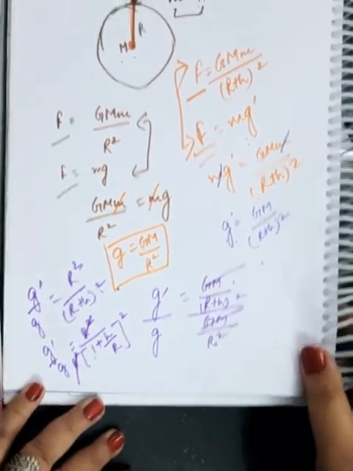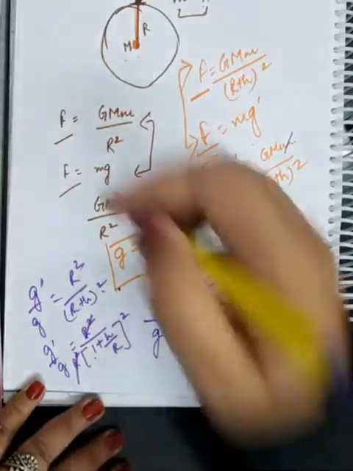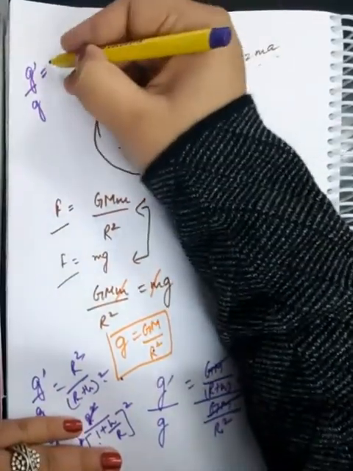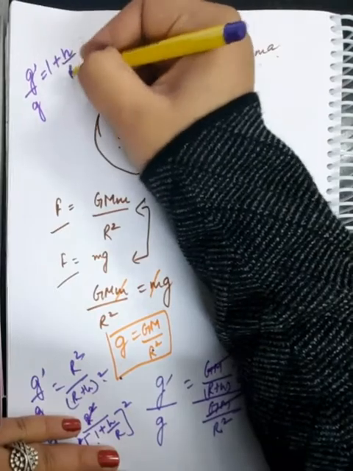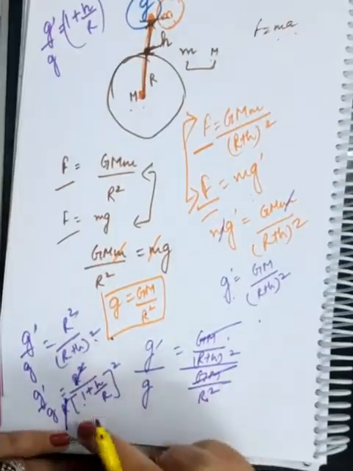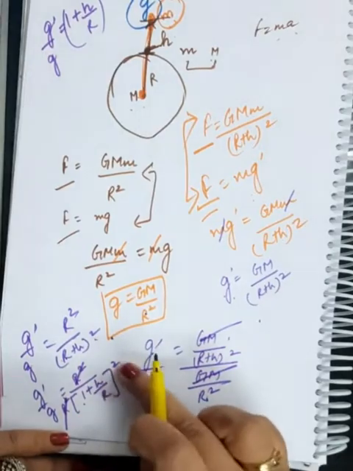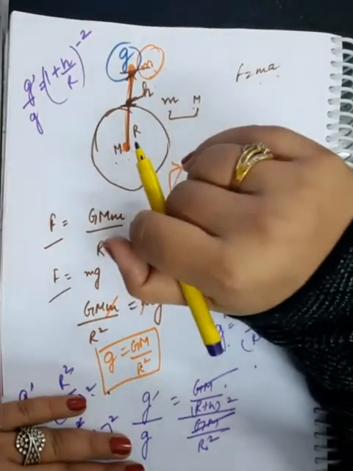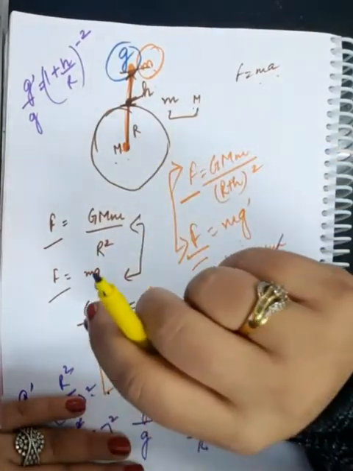And after that, what are you going to see? That g dash upon g is becoming 1 plus h upon r raised to the power minus 2. See, it became 1 upon (1 plus h upon r) square. So I can write it as (1 plus h upon r) raised to the power minus 2. Now I have to tell you something very important.